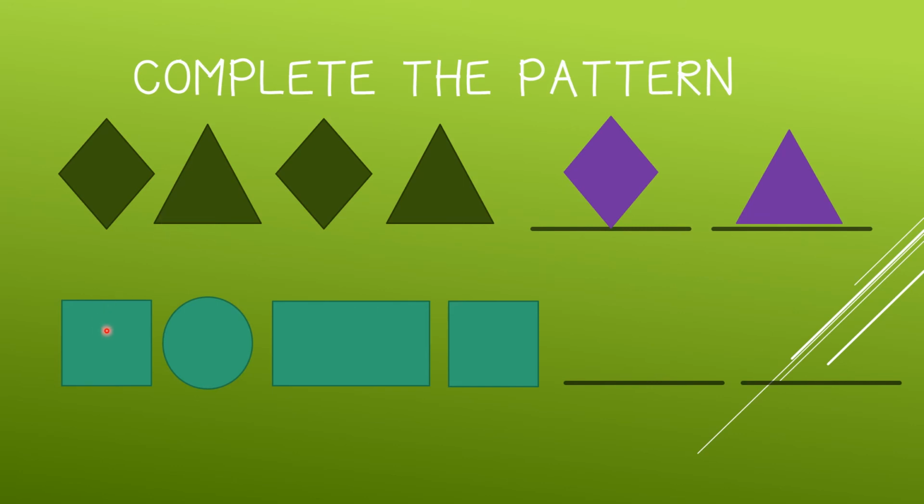So if we start from the very beginning, we have our square, our circle, our rectangle, and then again we have a square. So now I know that after the square is supposed to be a circle. So let's put our circle in. And after our circle is a rectangle. And there we go, guys. It's as simple as that.